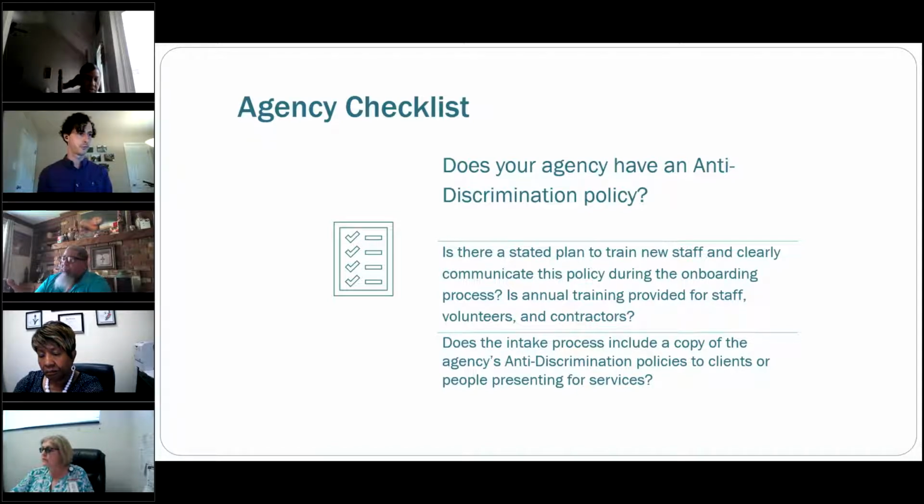So for the broad overall policy, does your agency have an anti-discrimination policy? Is there a stated plan to train new staff and clearly communicate this policy during onboarding processes? Do you have annual trainings provided for staff and volunteers and contractors? And does the intake process include a copy of your agency's anti-discrimination policies to clients or people who are presenting for services, so that you are really communicating that to the people that you serve as well?